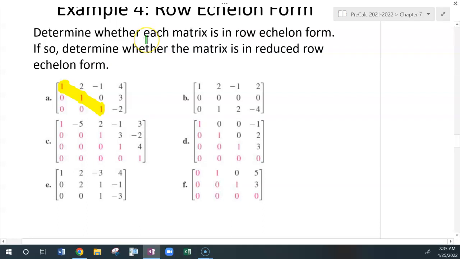Now reduced row echelon form, that's where you have these 1s, but underneath them all, like kind of filling in, are 0s under here. So this example right here is reduced row echelon form.